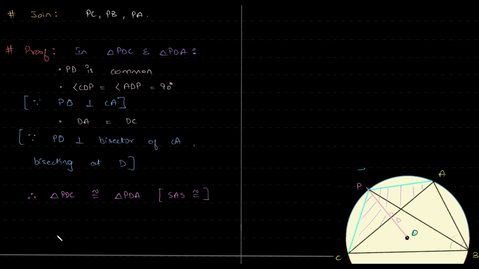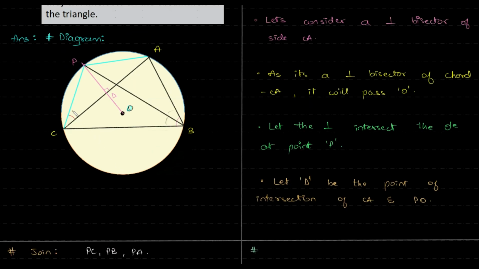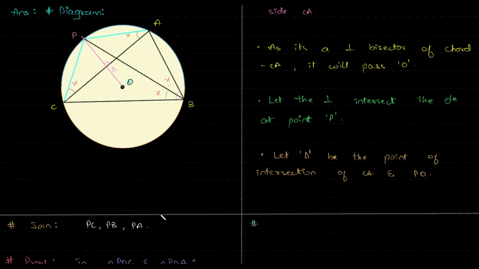Okay, and then we can tell that angle PCD is equal to angle PAD. Is it not? By CPCT. Okay, so with this we can tell one thing. If I take this as X, this also will be X, right? With this I'll end with the following thing. If this is X and this is X, this too will be X. Why is it so?